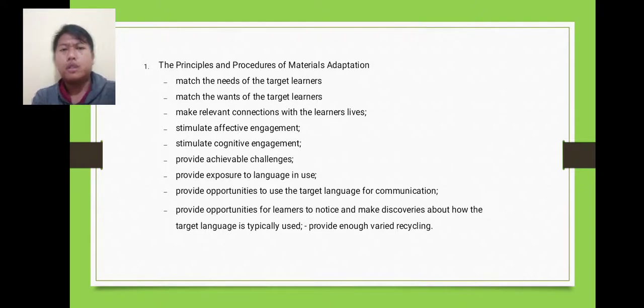Okay, there are many points in the principle and procedure of material adaptation. Number 1, match the needs of the target learner. Number two, match the wants of the target learner, and maybe you can continue by yourself. Okay, enough.